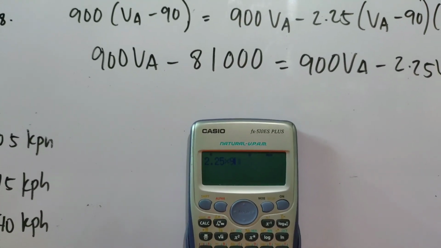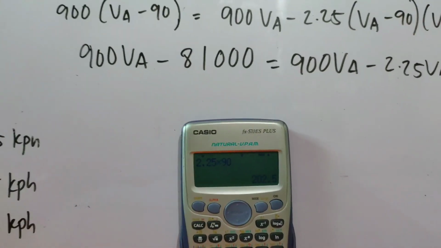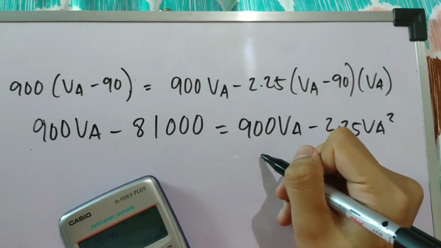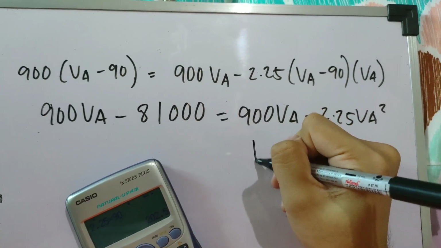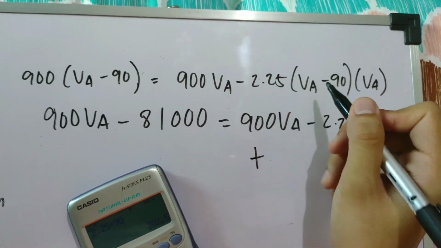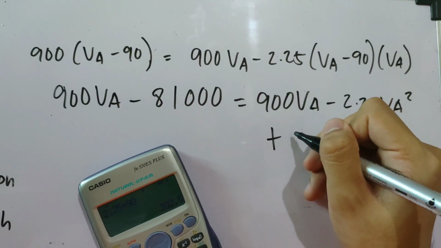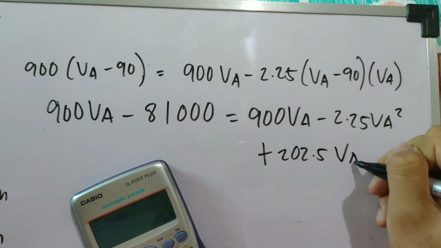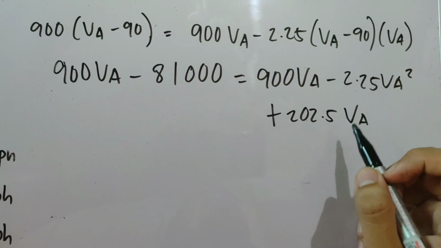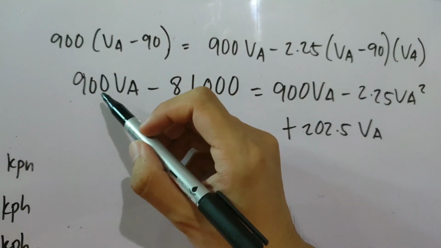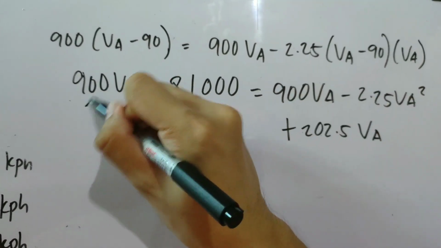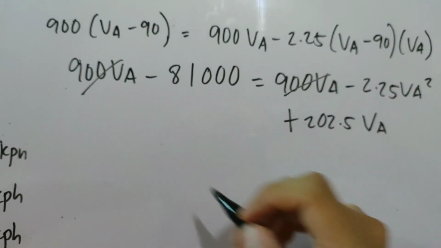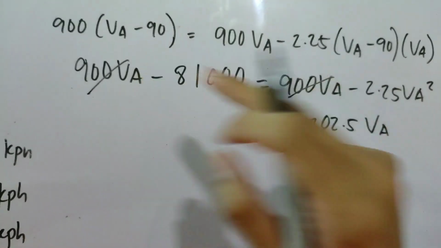2.25 times 90. So, 202.5. So, magiging positive na to. Kasi negative minus dito tapos minus yun doon. Magiging plus 202.5 VA. So, i-collect natin yung mga similar terms. So, yung dalawang 900 VA na to maka-cancel na. So, yan. Tapos, ilipat natin lahat in the same side. So, ilipat natin lahat sa kabila.